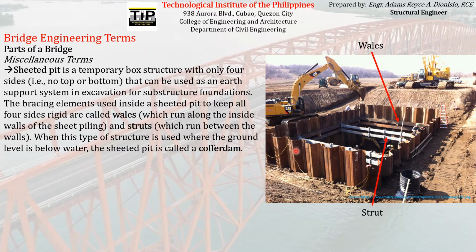If this sheeted pit is used on locations where the ground level is below water, the sheeted pit is called a cofferdam, just like what we have seen a while ago on the sheeting term in the substructure part of our discussion. You have seen there that the vertical planks are used on ground below the water. That is what we call a cofferdam. We usually use that in order for us to be able to construct the foundations of a bridge that is being constructed in a body of water.